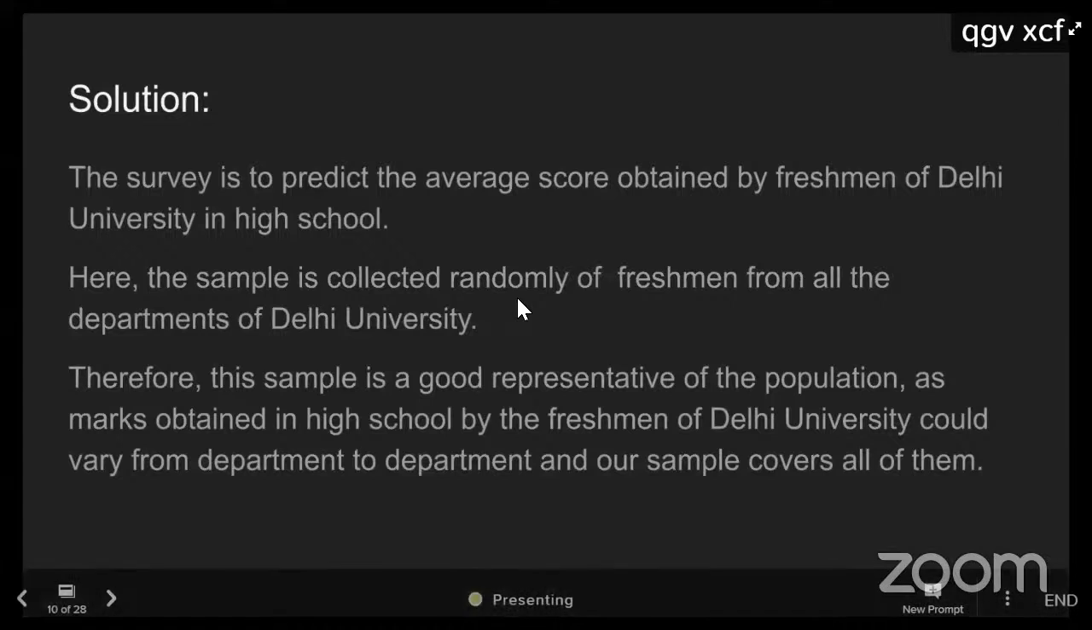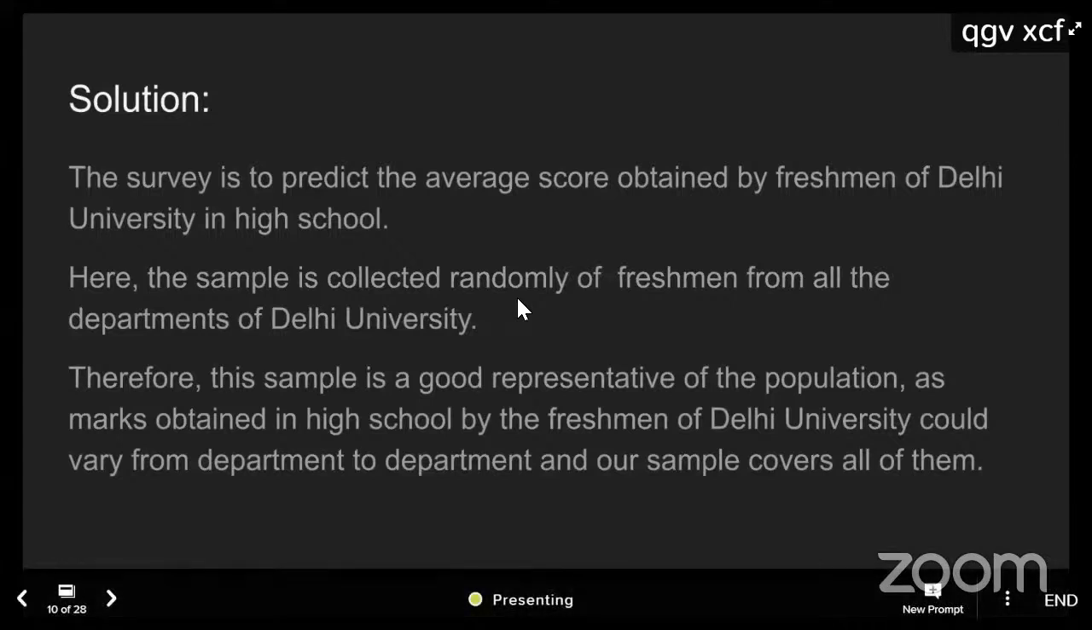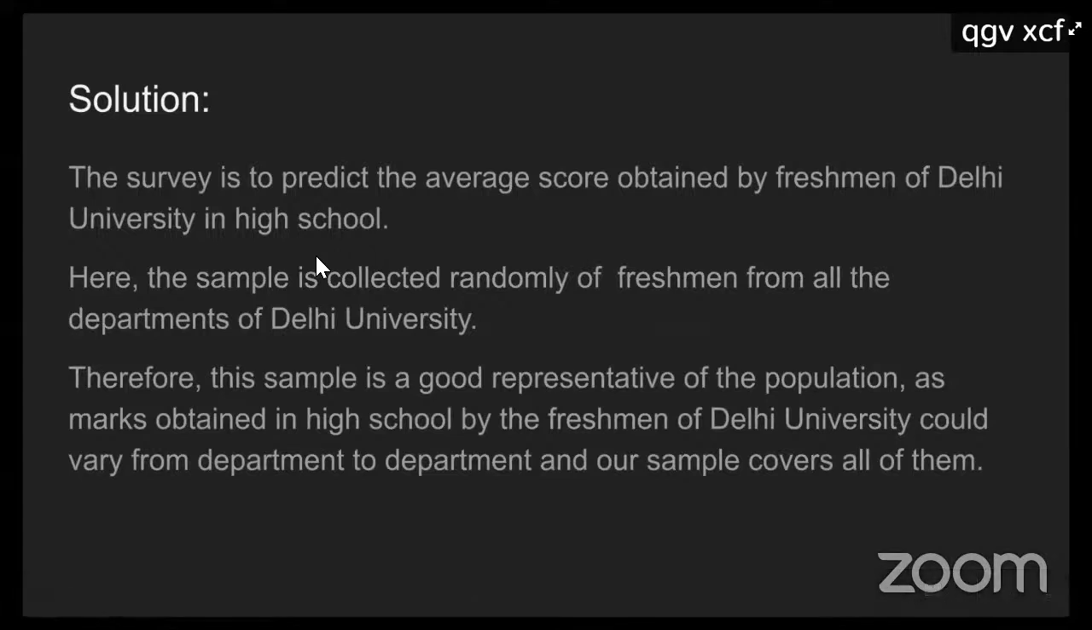Because it is selected randomly and without any bias. What is the use of the sample? Here, surveys are used to predict the average score obtained by the freshmen of Delhi Institute in high school, right? And the sample is collected from freshmen from all the departments of Delhi Institute. That's why the sample is a good representative of the population.